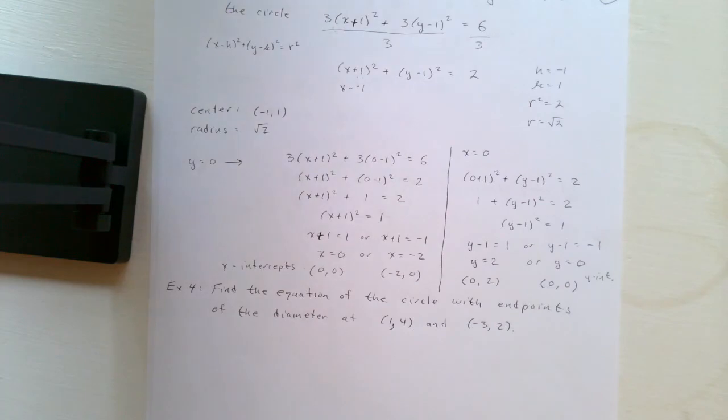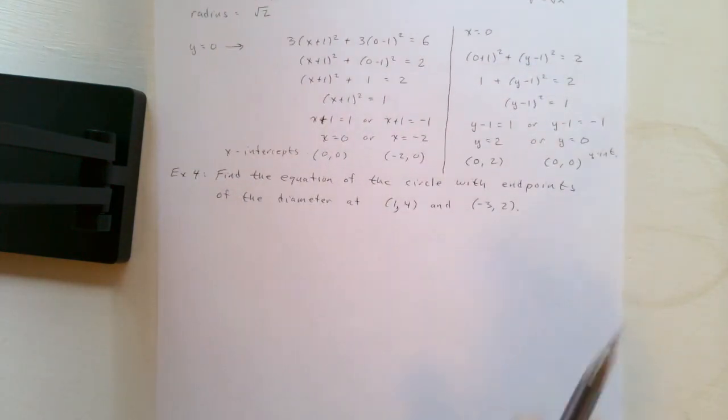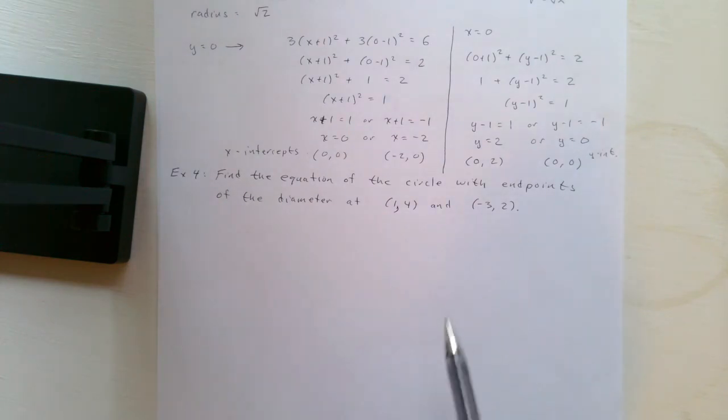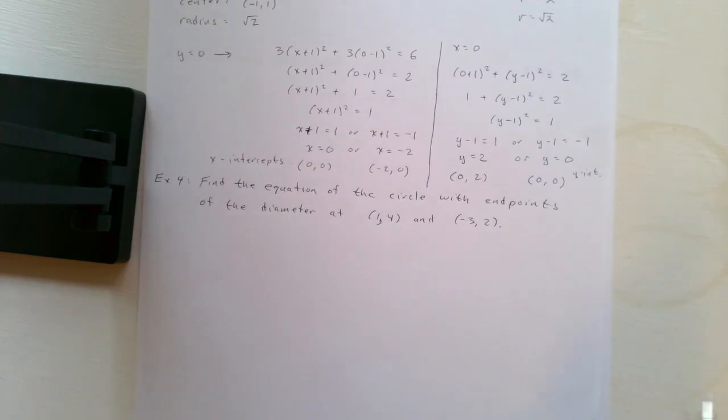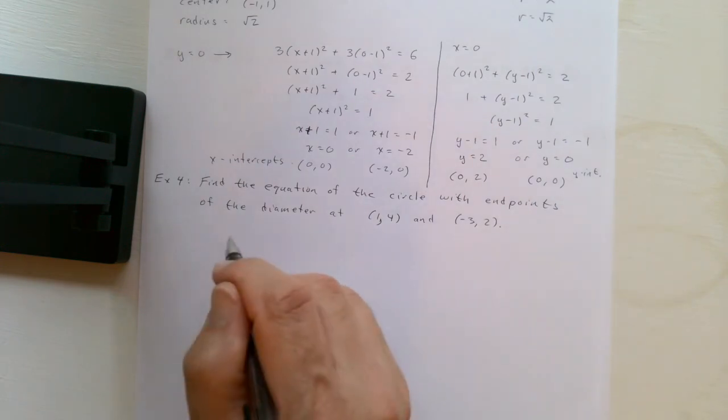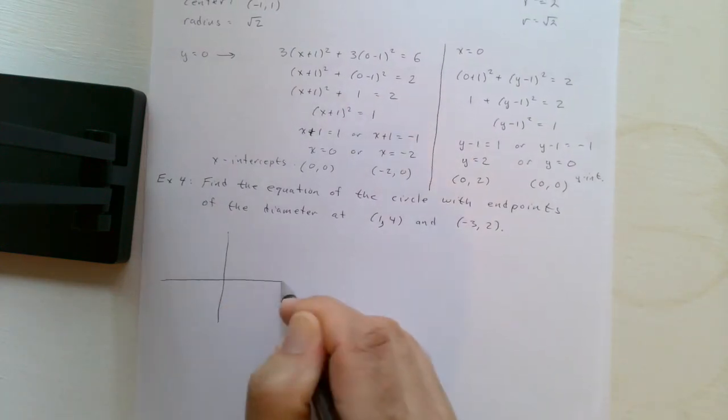Okay. The next example, let's say we want to find the equation of the circle with endpoints of the diameter being these two points right here. Okay. Well, we could plot these two points and see what we're looking at if we wanted to. We don't have to do it that way.